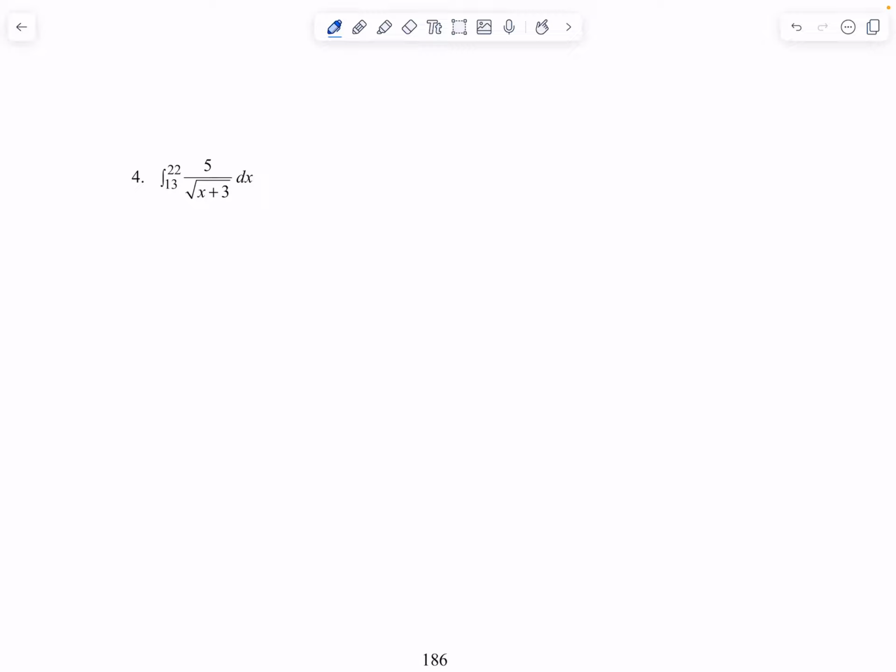The integral from 13 to 22 of 5 over square root of x plus 3 dx. Let's start with rewriting. We have the integral from 13 to 22. I have 5 times x plus 3 to the negative 1/2 power dx. And now we can take the antiderivative, 5 times x plus 3 to the 1/2 over that 1/2. We're evaluating from 13 to 22.